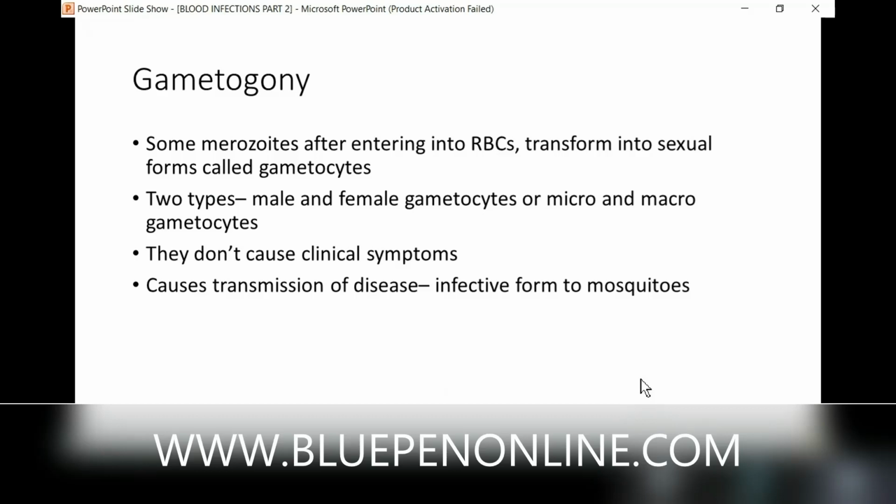Some merozoites after entering into the RBC transform into the sexual form called gametocytes. Two types are there, male and female gametocytes, or micro and macro gametocytes. These gametocytes don't cause clinical symptoms in humans. They are the ones which infect the mosquito. They cause transmission of disease, being the infective form to the mosquitoes.